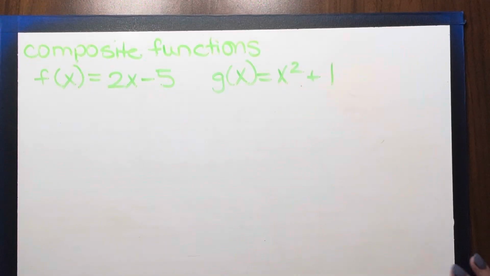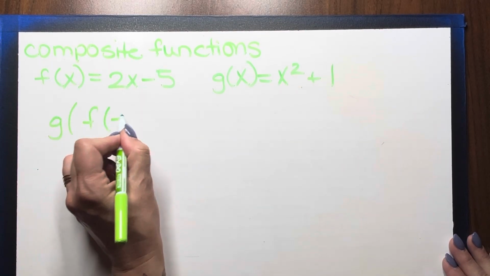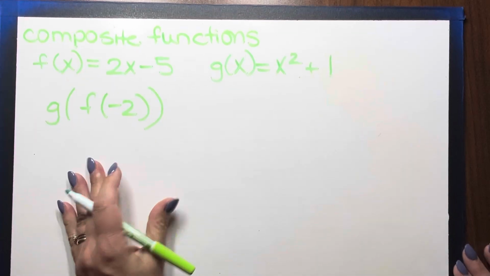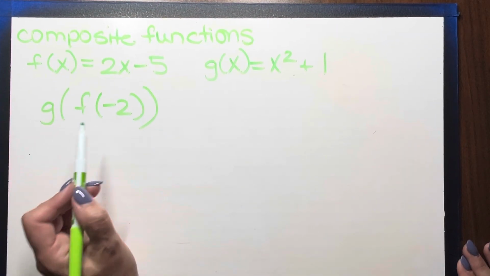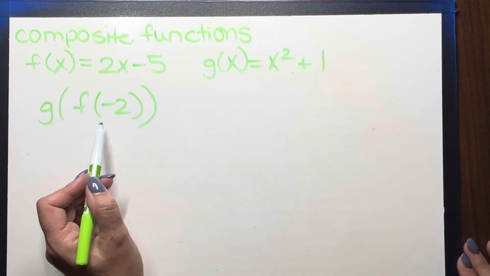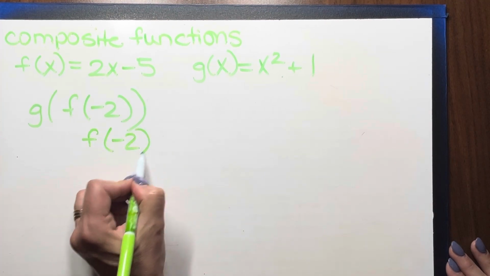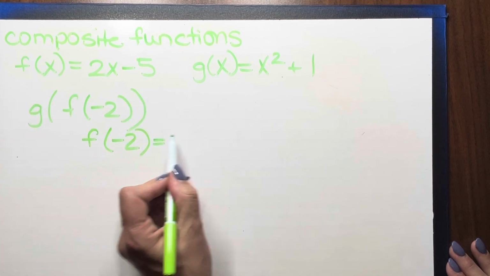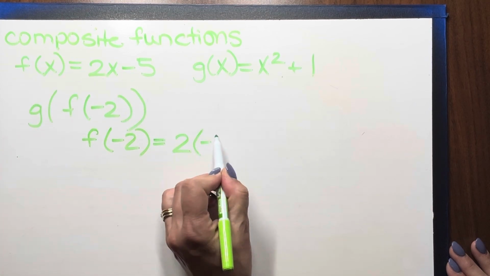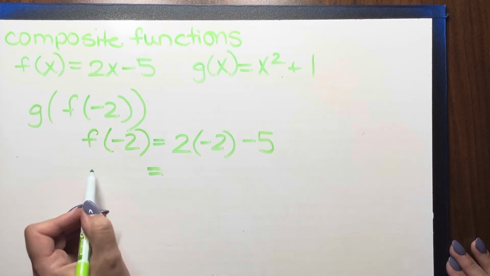Let's reverse the order that we are evaluating our functions with. So notice now that I put the f function on the inside. That means we're going to evaluate this function first. So I'm going to do f of negative 2. I'm going to start with my f of x function here. So that means 2 times negative 2 and then minus 5.